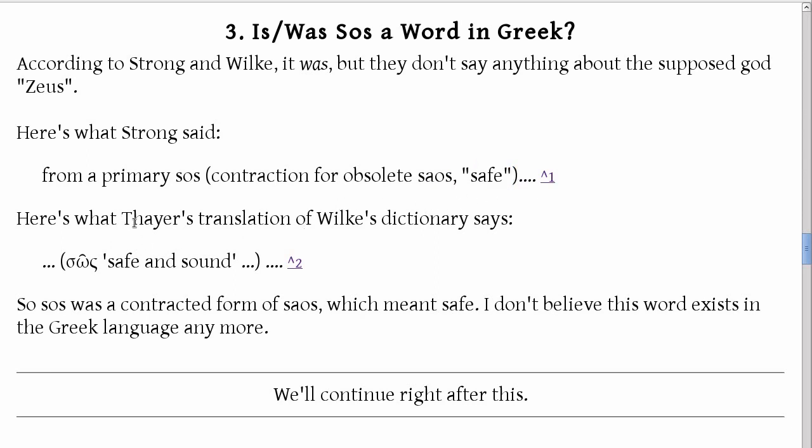Now, remember, this is Greek. Thayer translated Wilk's dictionary. So I believe Wilk wrote his dictionary in Latin. Thayer translated it into English, and this is what it says in English. Same thing, just like Strong. This information comes from the definition for sozo. He was saying that sozo comes from the word sos, which, as he says, means safe and sound. So, sos was a contracted form of saos, which meant safe. I don't believe this word exists in the Greek language anymore.